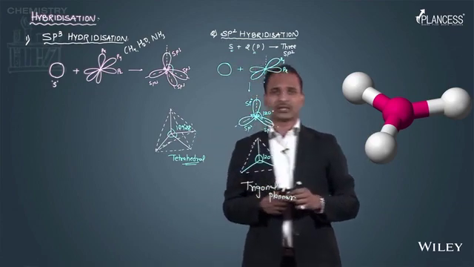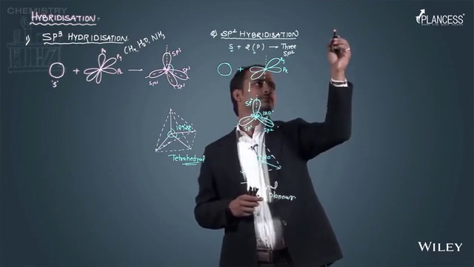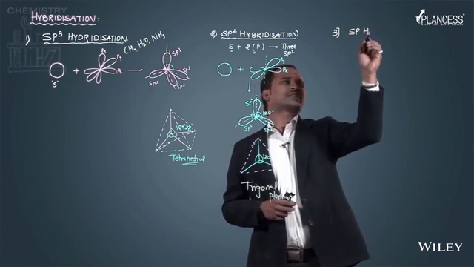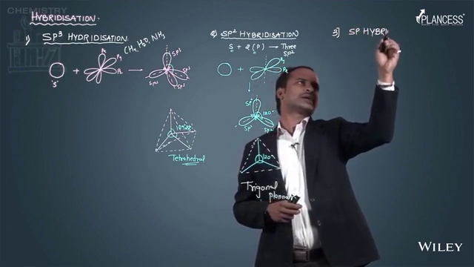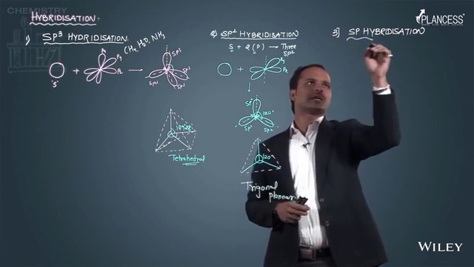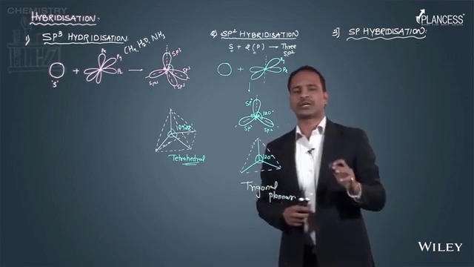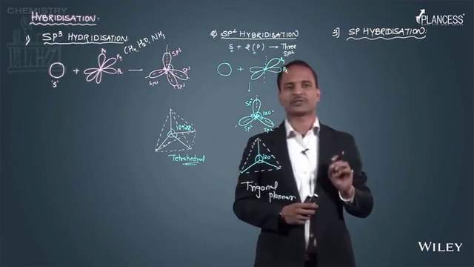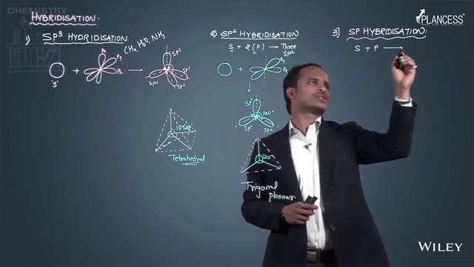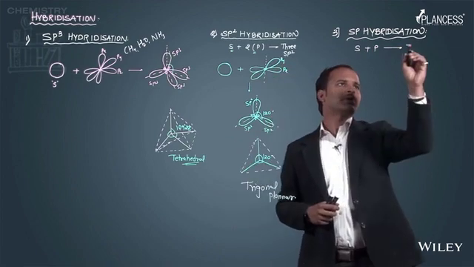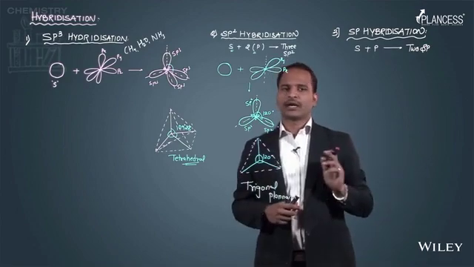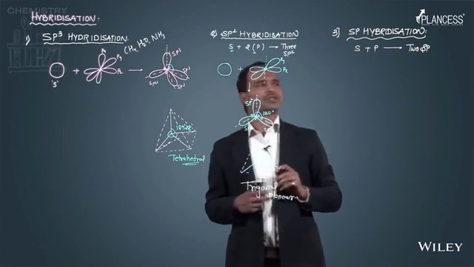Then the third type which we have is sp hybridization. sp hybridization is also known as linear hybridization. So if there is a question on linear hybridization, keep in mind it's nothing but sp hybridization. Now what happens in sp hybridization? One s orbital and one p orbital undergo mixing and recasting and produce two new hybrid orbitals, each called an sp hybrid orbital, having the same symmetry and the same energy.